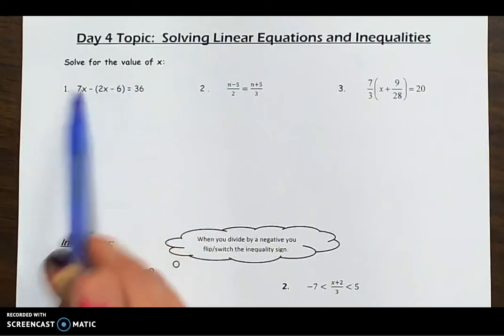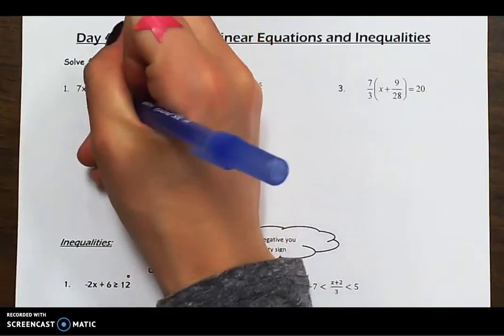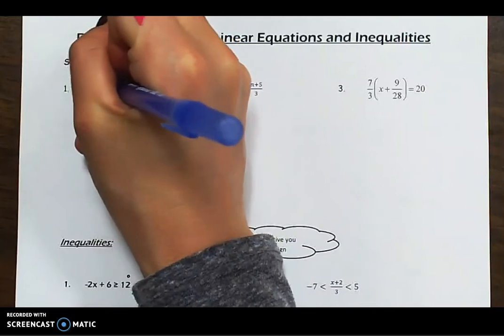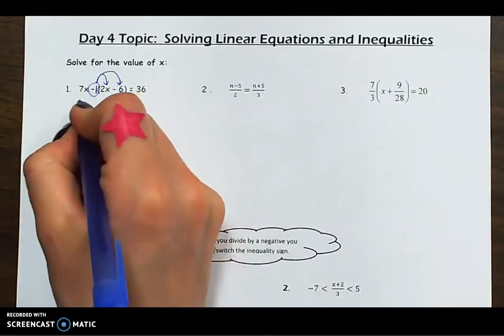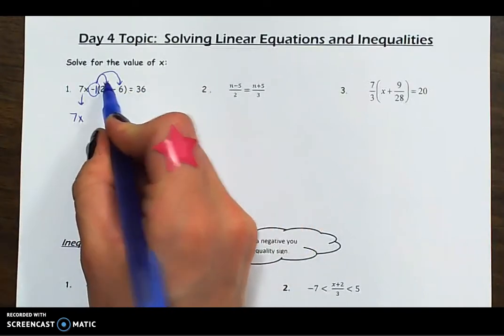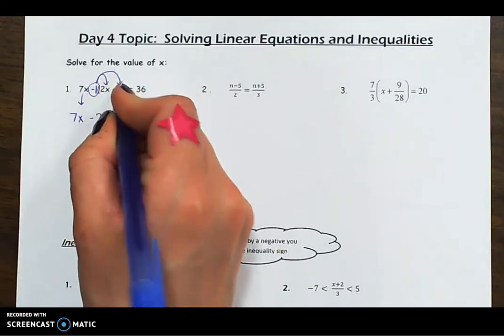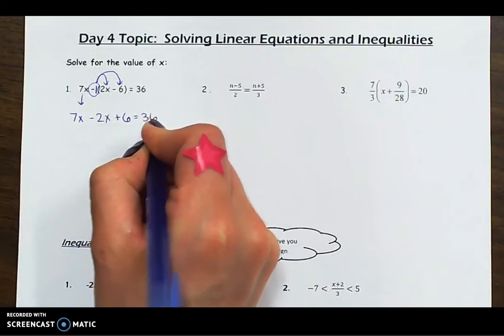So here, the first thing we have to do is get rid of the parentheses. We know that there's no number there, it's really a -1. So we're going to take this -1 and distribute it into the parentheses. The first 7x stays the same. Now -1 times 2x becomes -2x. -1 times -6 becomes +6 equals 36.